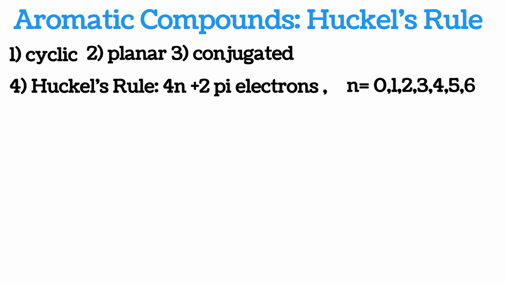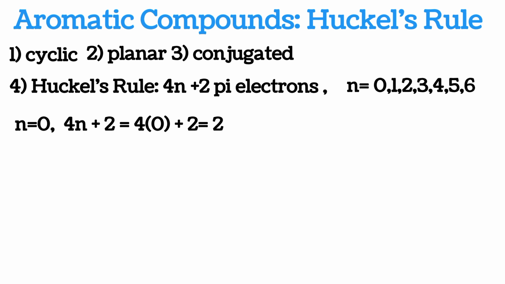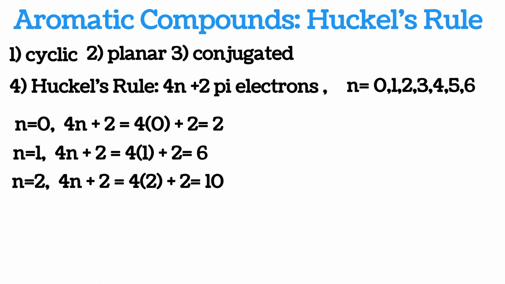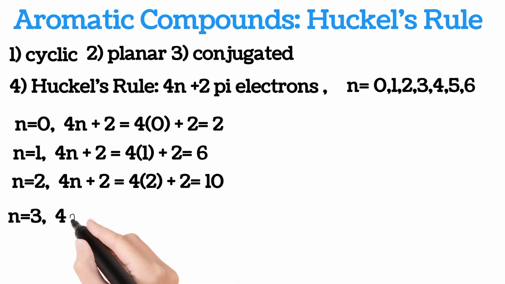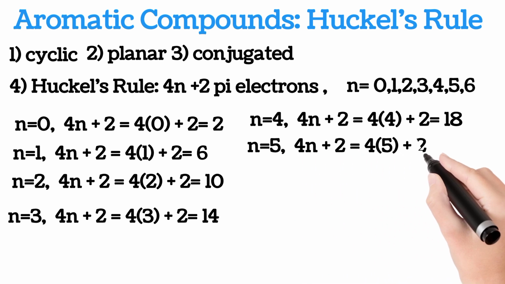So Huckel's rule says that if you have 4n plus 2 pi electrons, then you are aromatic. So where n is equal to 0, 4n plus 2 will be equal to 4 times 0 plus 2, which is 2. When n is equal to 1, 4n plus 2 will be equal to 4 times 1 plus 2, which is 6. When n is equal to 2, 4n plus 2 will be equal to 4 times 2 plus 2, which is 10. When n is equal to 3, 4 times 3 plus 2 is 14. When n is equal to 4, 4 times 4 plus 2 is 18.